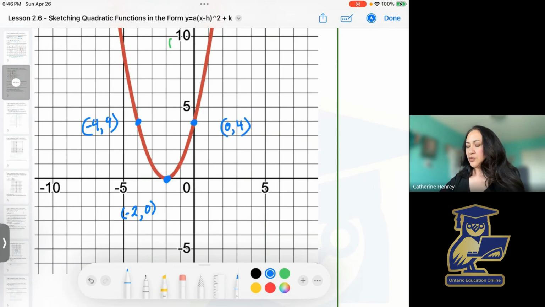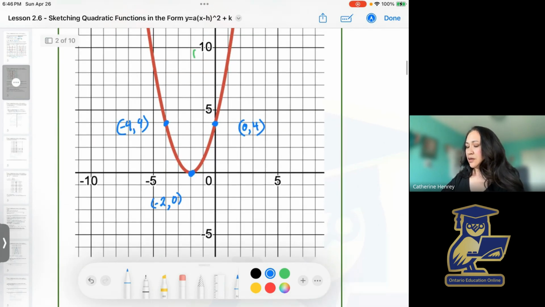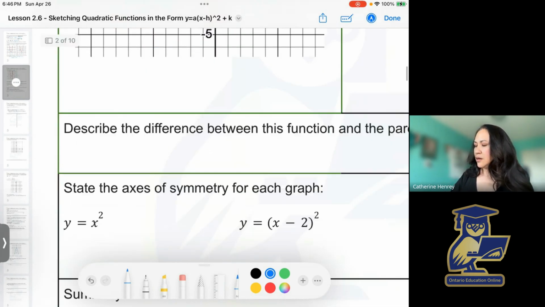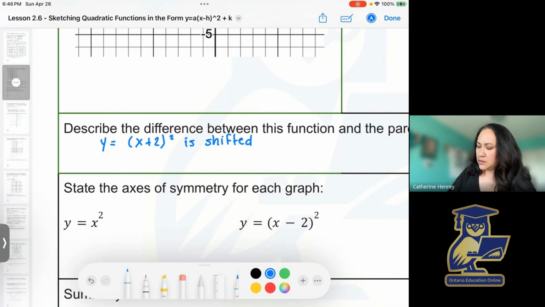So what's the difference with this graph and the parent function? Well, this graph, y equals x plus 2 squared, is shifted to the left this time, 2 units, as compared to the parent function y equals x squared.